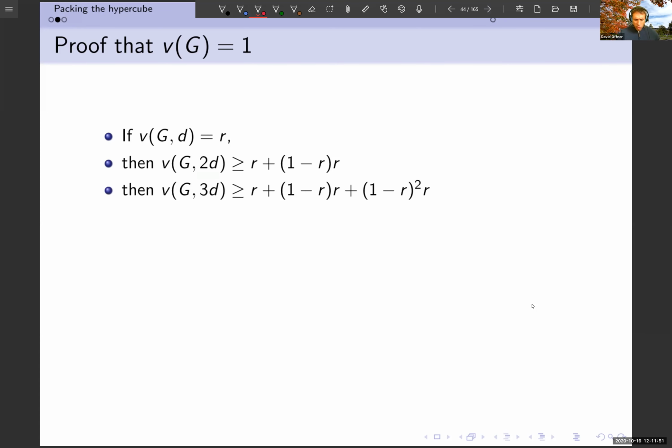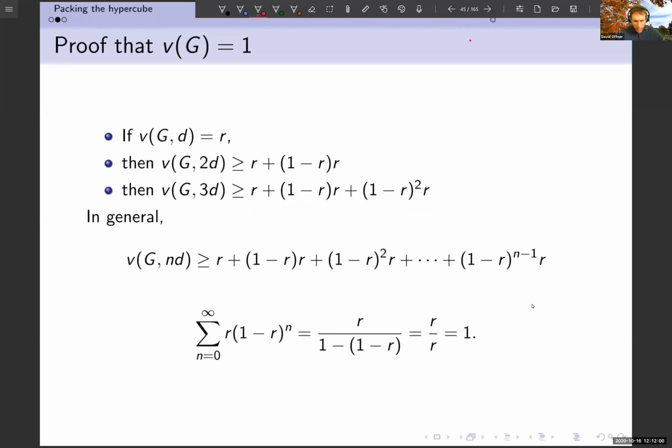And then next you would go to 3D, and you would have the previous density plus again some additional factor, and when you do the bookkeeping for how much you're able to augment by, you get this nice geometric series. That again is a nice undergraduate exercise to see that it adds to 1. So no matter what packing we start with, I can augment it as n gets larger and achieve vertex density 1.